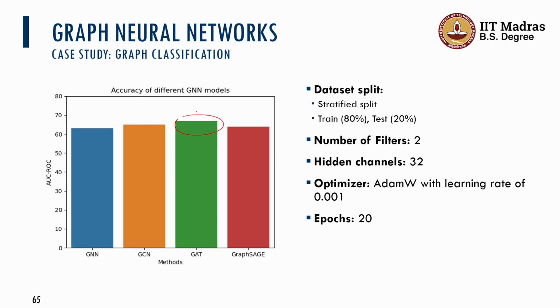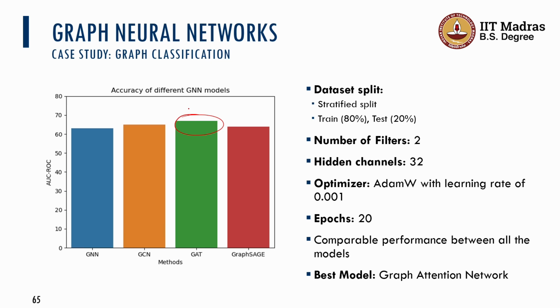Again, GAT is actually providing better results. Graph attention networks often capture the interaction between different nodes within the graph structure far better in all these examples. Of course, these are the results, as I told you, without any hyperparameter tuning.